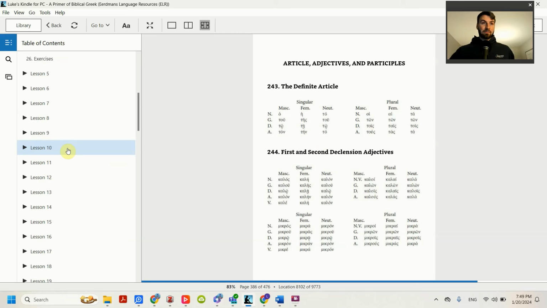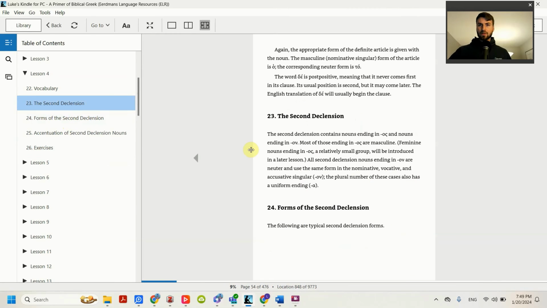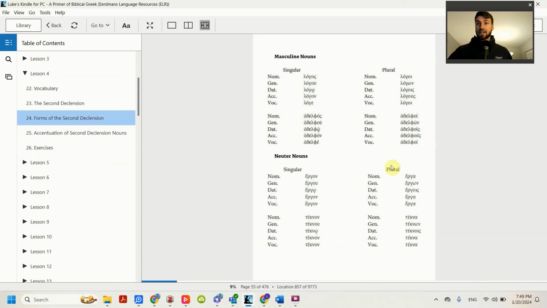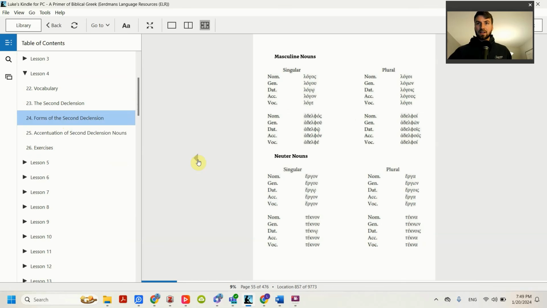So let's go back up to lesson 4. So it gives you the endings. You'll have to memorize these. And then it gives you accents. And again, don't really worry about the accents. It gives you multiple words here. You just need to memorize one. They're all the same. So just memorize like logos and ergon, and that should be sufficient.